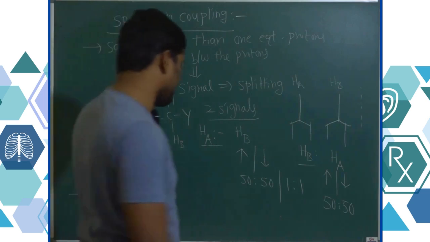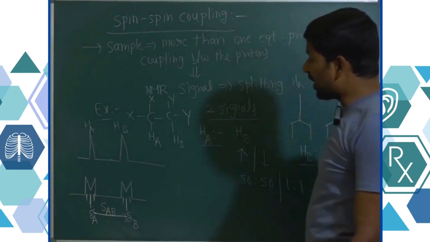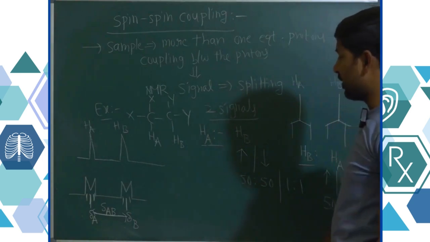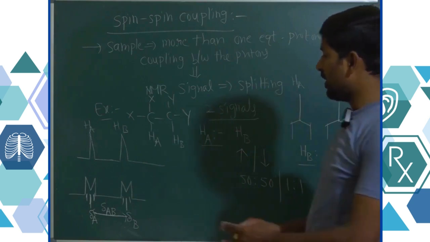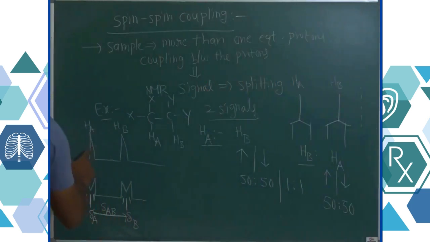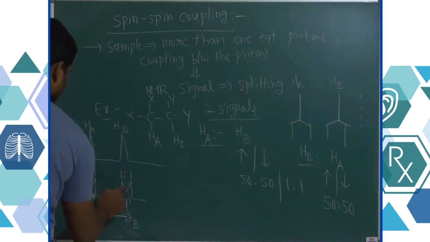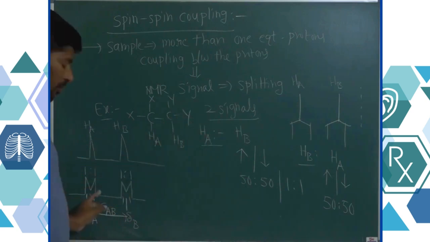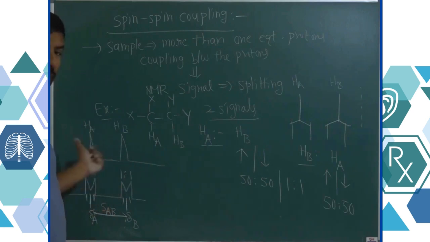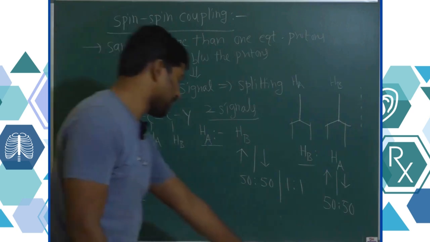That is the difference in the chemical shift values of A and B. Here we get two lines, one line split into two lines with 1:1 intensity ratio. The intensity ratio of these two doublet lines is 1:1, since we have 50-50% probability for upward and downward orientation. That's why the intensity of the doublet is 1:1.